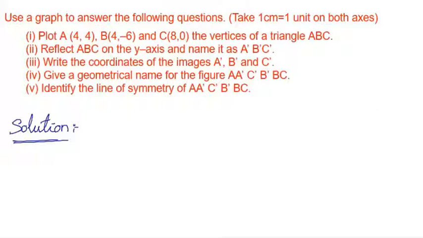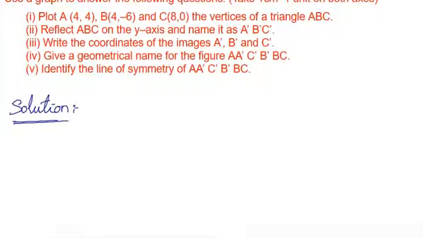draw the graph and we need to mark the given vertices of the triangle ABC, and then we need to reflect the ABC on y-axis and name that as A dash, B dash and C dash, and then we need to write down the coordinates of A dash, B dash and C dash, and the fourth one we need to write the geometrical name for that figure, and then finally we need to find the line of symmetry. So let's take a grid and draw.